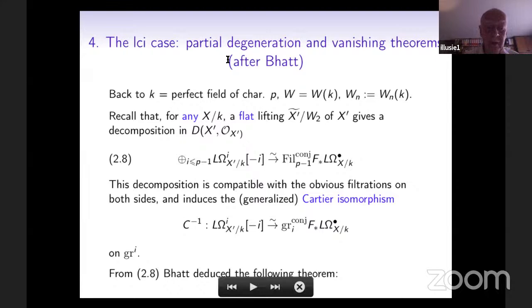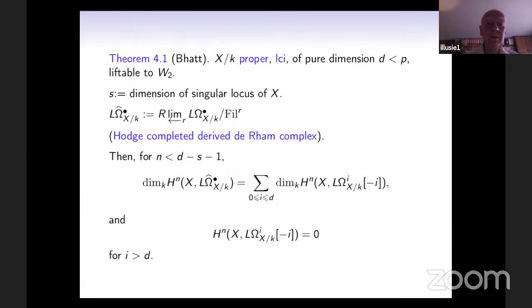So from this, I would like to sketch a few results that Bhargav obtained then. One is: suppose X over k is proper, LCI, of pure dimension d strictly smaller than p, and liftable to W. Then here, that's a different kind of completion that you take. You take the Hodge-completed derived de Rham complex, that is, take the R lim of L Omega divided by phi.